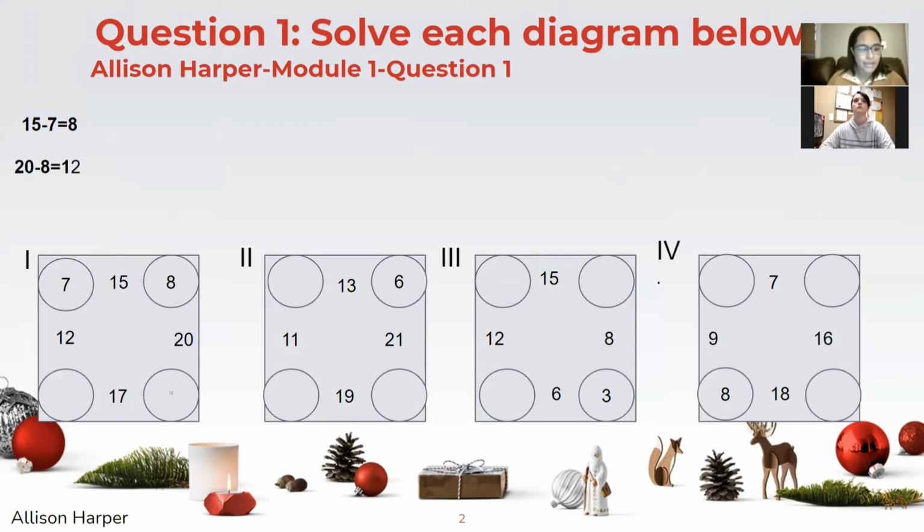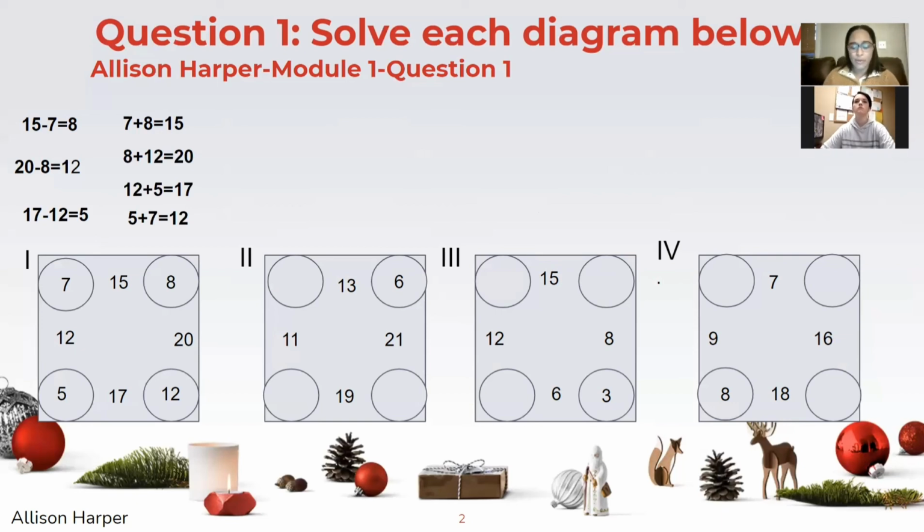20 minus 8 is 12. 17 minus 12 is 5. And then we're going to go back and check to make sure that we did this correctly. So we're going to do 7 plus 8 is 15. 8 plus 12 is 20. 12 plus 5 is 17. And 5 plus 7 is 12. So now we have checked our work and we know that we did everything the right way.